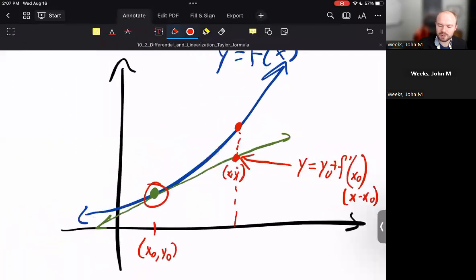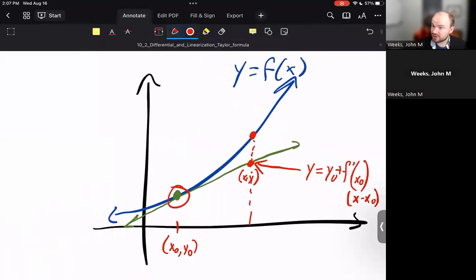In fact, if I subtract y naught, you might notice that this looks very much like the point slope form for a line where I'm plugging in the derivative, the slope of the tangent line, in for m. So this is that formula that we could use to approximate a point using a linearization, a linear approximation of the points on a function.